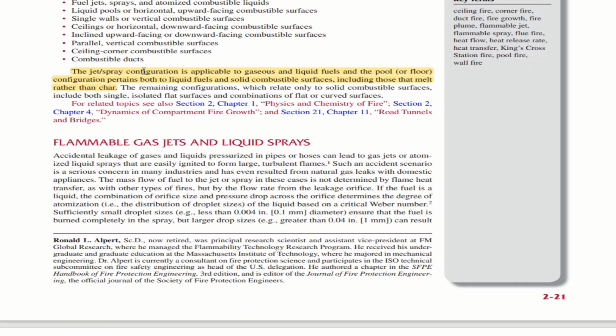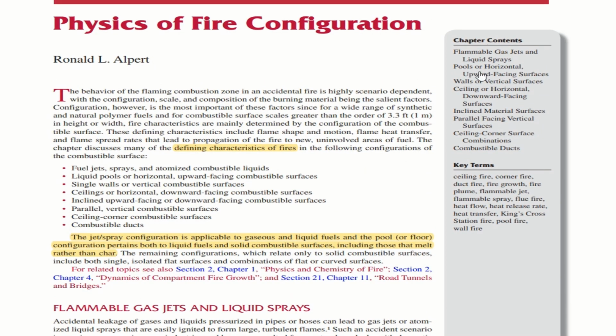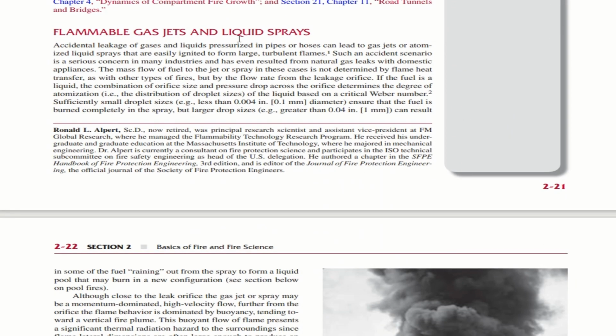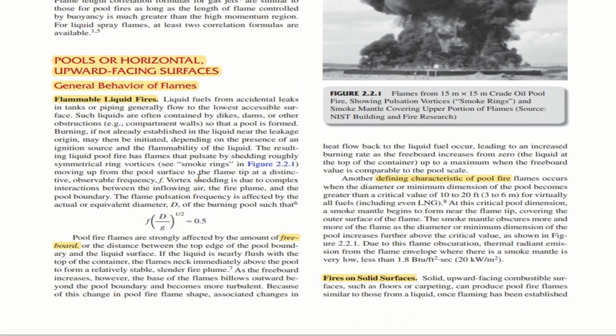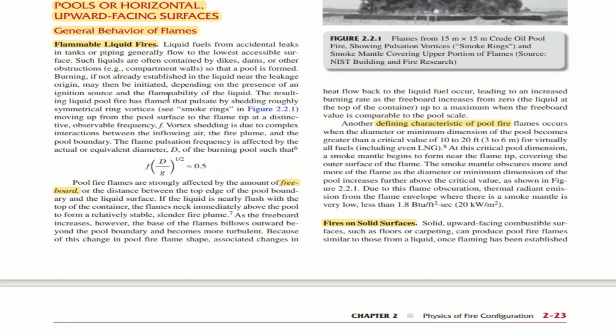I'll just read for you. The jet spray configuration is applicable to gaseous and liquid fuels, and the pool configuration pertains both to liquid fuels and solid combustible surfaces, including those that melt rather than char. So basically the contents of these chapters are mentioned on your right hand side. What does it cover? We have a heading flammable gas jets and liquid sprays, pools or horizontal upward facing surfaces. You might get a question from this particular topic as well in your examination. Flammable liquid fires. Pool fire flames are strongly affected by the amount of freeboard. You just go through these topics. I have highlighted some of the important points.